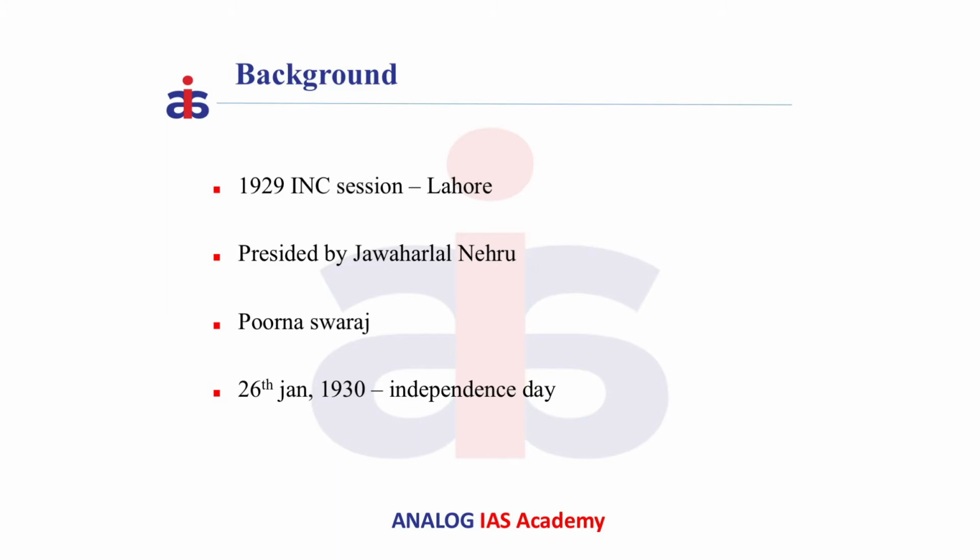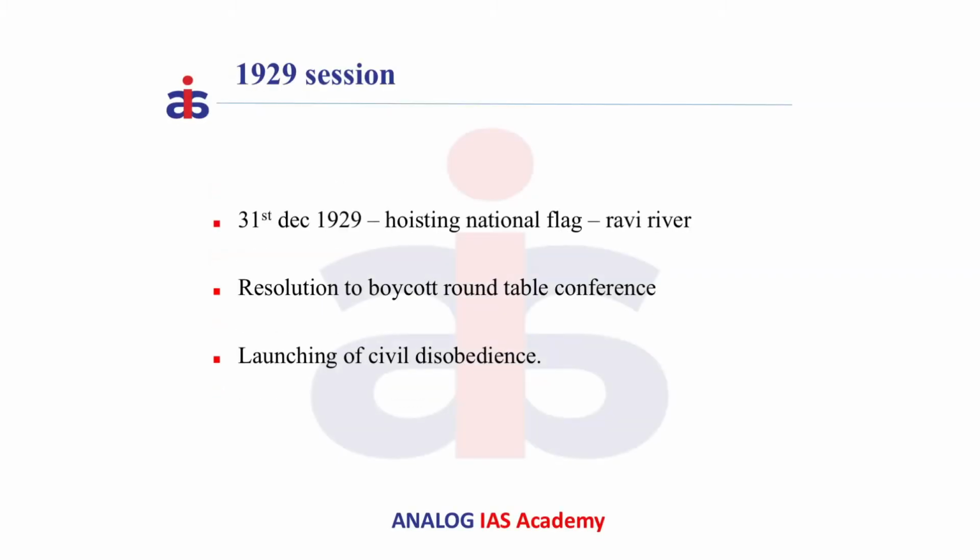Next, it was decided to celebrate Indian Independence Day in the entire nation on 26 January 1930 to show our commitment to the British. On 31st December 1929 at 12 am, Congress leaders welcomed the new year by hoisting the national flag for the first time on the banks of River Ravi. Also, a resolution to boycott the Roundtable Conference was taken during this session.